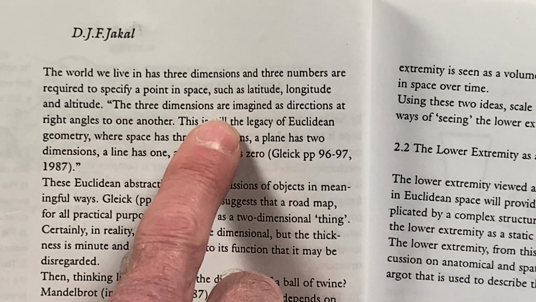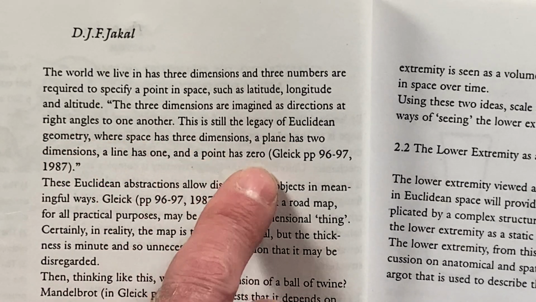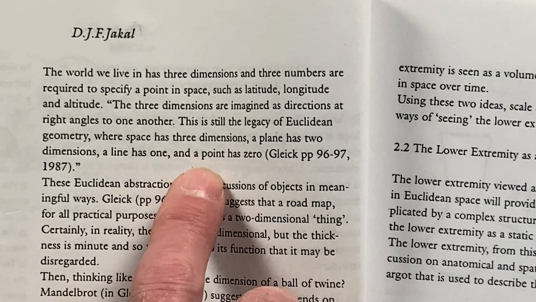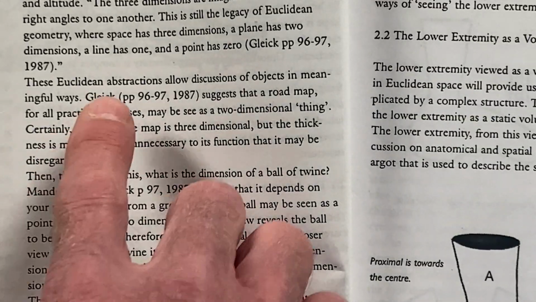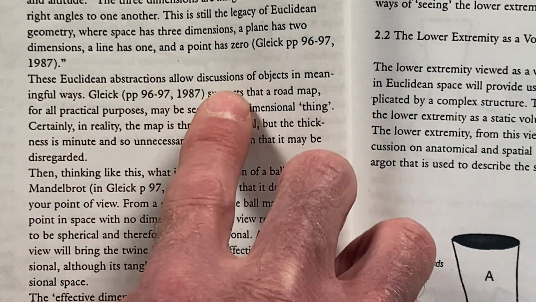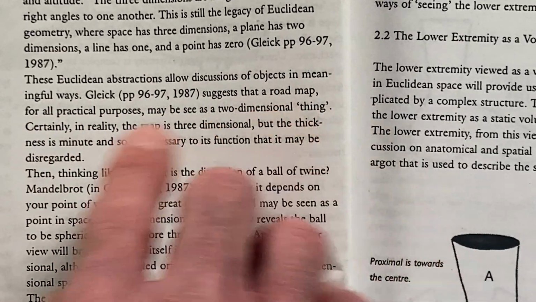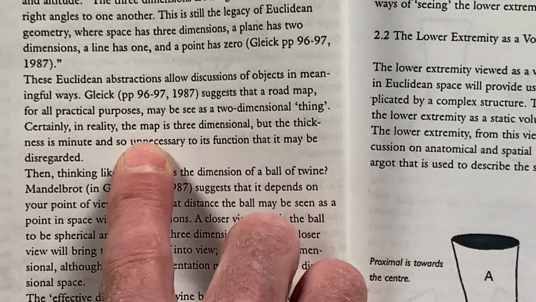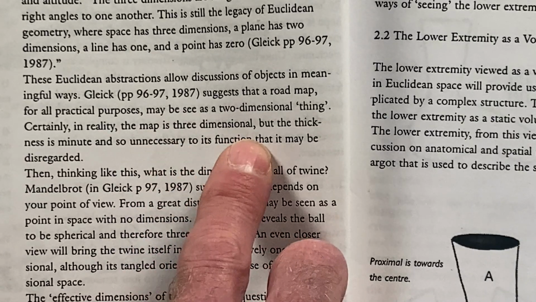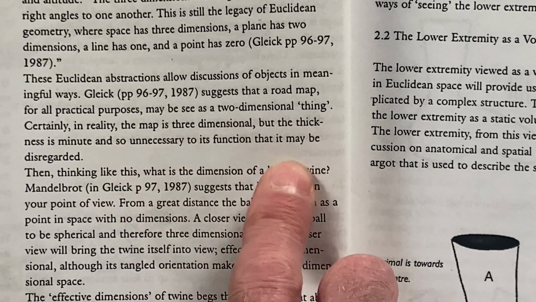The three dimensions are imagined as directions at right angles to one another. This is still the legacy of Euclidean geometry, where space has three dimensions, a plane has two dimensions, a line has one, and a point has zero. These Euclidean abstractions allow discussions of objects in meaningful ways. Gleick suggests that a roadmap, for all practical purposes, may be seen as a two-dimensional thing. Certainly in reality, the map is three-dimensional, but the thickness is minute and so unnecessary to its function that it may be disregarded.